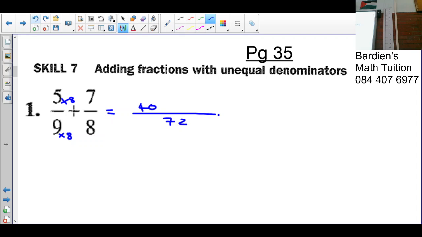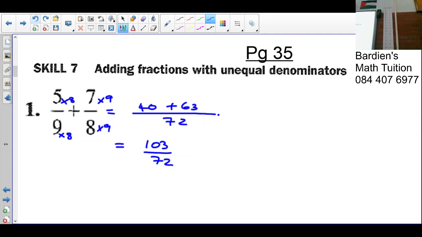So 8 multiplied by what is 72? 8 multiplied by 9. So 7 times 9 is? 63. So what is 40 plus 63? 103 over 72.